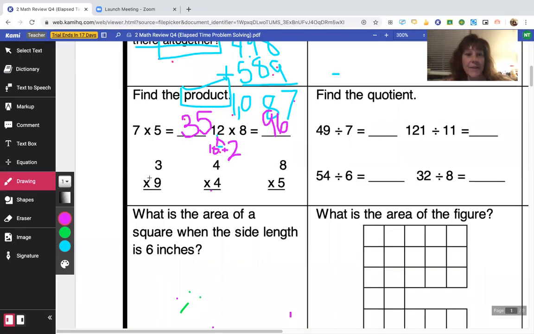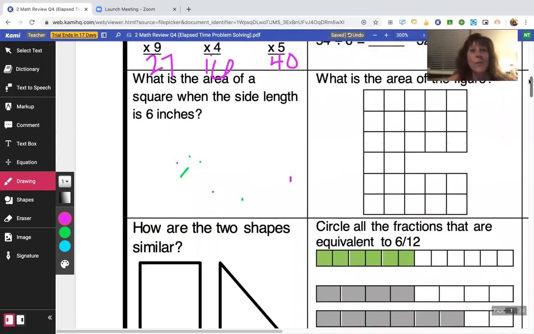Okay, so 27, 16, oh, that's messy, and 40. Okay, so that's why you got to know your multiplication facts. I hope you're practicing them. If you don't have flashcards, you can go on multiplication.com, or you can go on MobyMax, or even Freckle, and you can practice there. All right, next story problem.